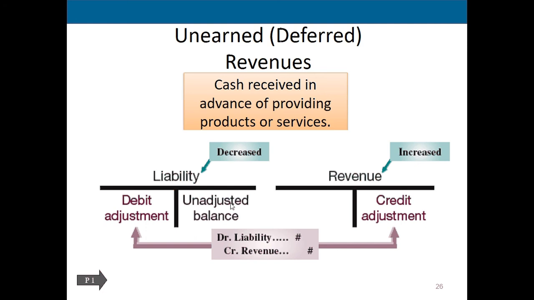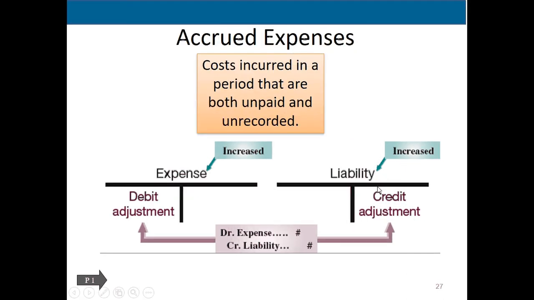But as every month goes by and I deliver one more magazine, $10 has to come out of that unearned revenue account and go over to our revenue account, okay? So unearned revenue, again, is a liability. We know that revenue is an equity type account. Because it's an equity, equities are on the right of the equation and credits are on the right of the equation. Credits increase equity accounts. You see that, okay?